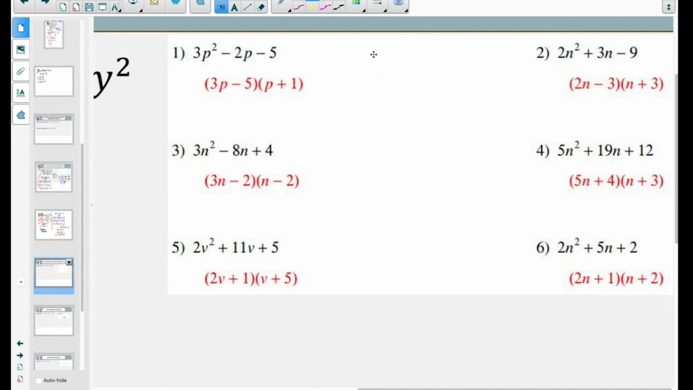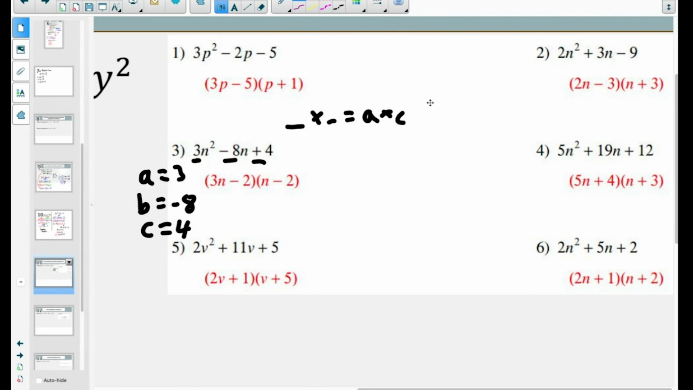So if I have 3n squared minus 8n plus 4, I want to pull out a few different things. I can see here that a is equal to 3, b is equal to negative 8, and c is equal to positive 4. I can't factor out a GCF; there's no GCF from this trinomial. So we're looking for something times something has to equal a times c, which in this case, 3 times 4 is 12. And something plus something has to equal b, which in this case is negative 8.